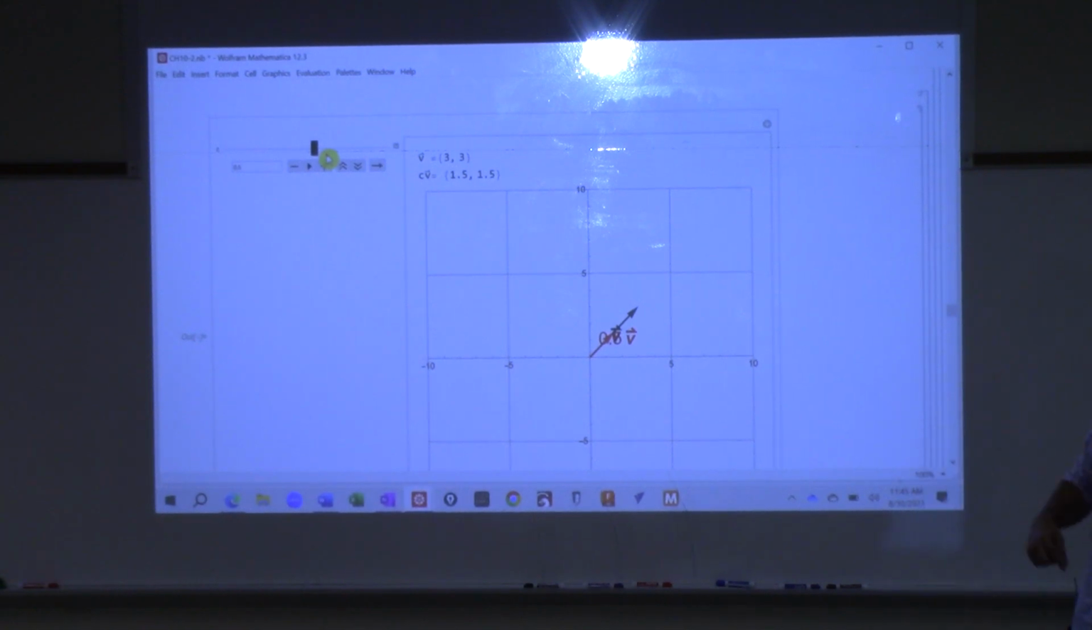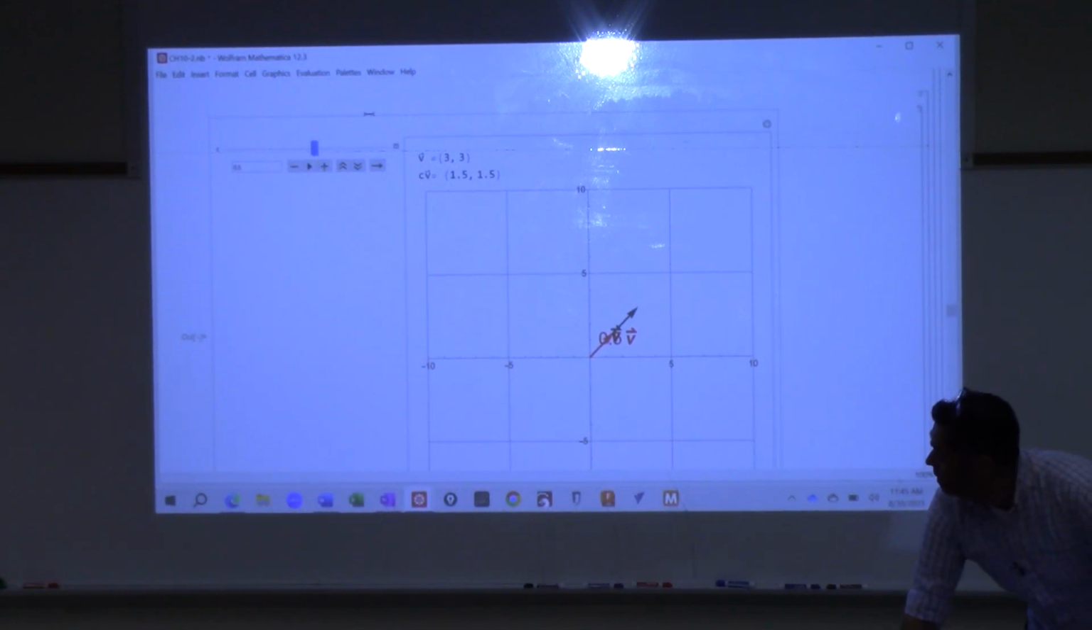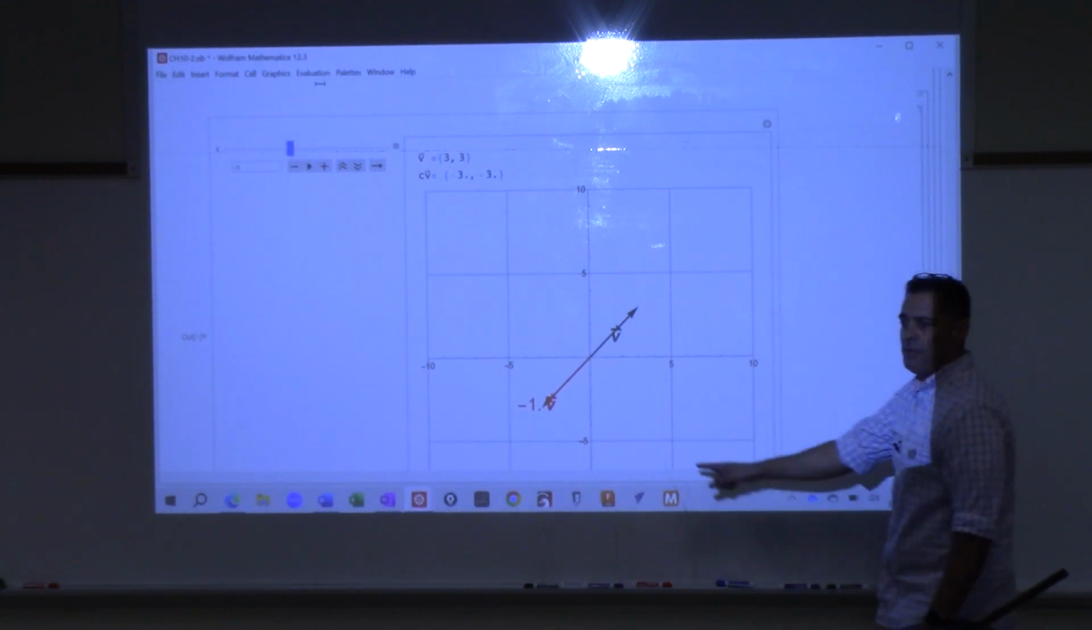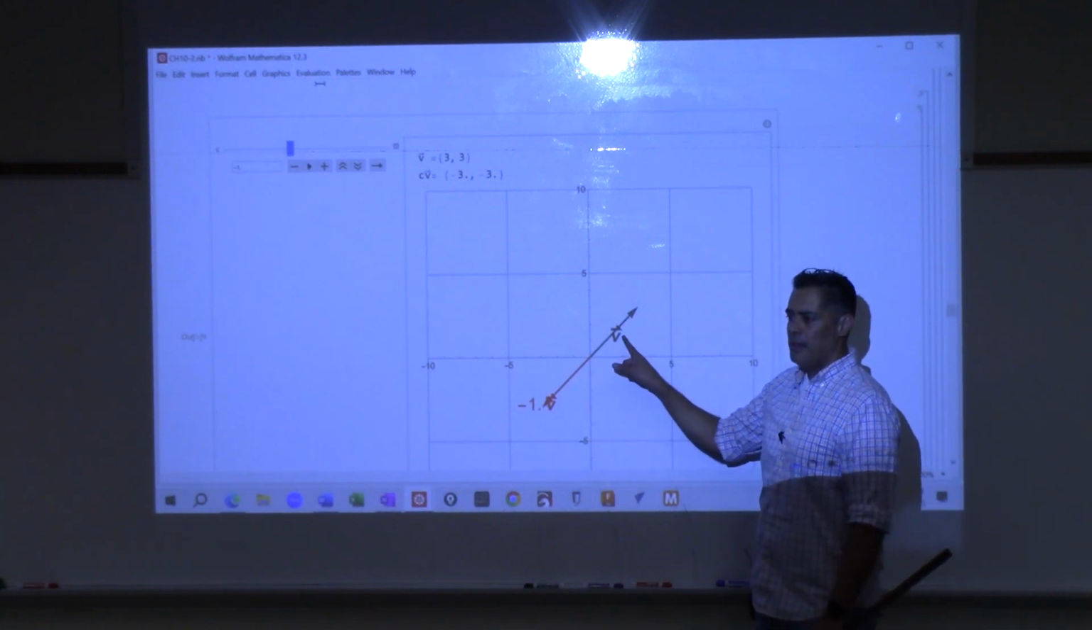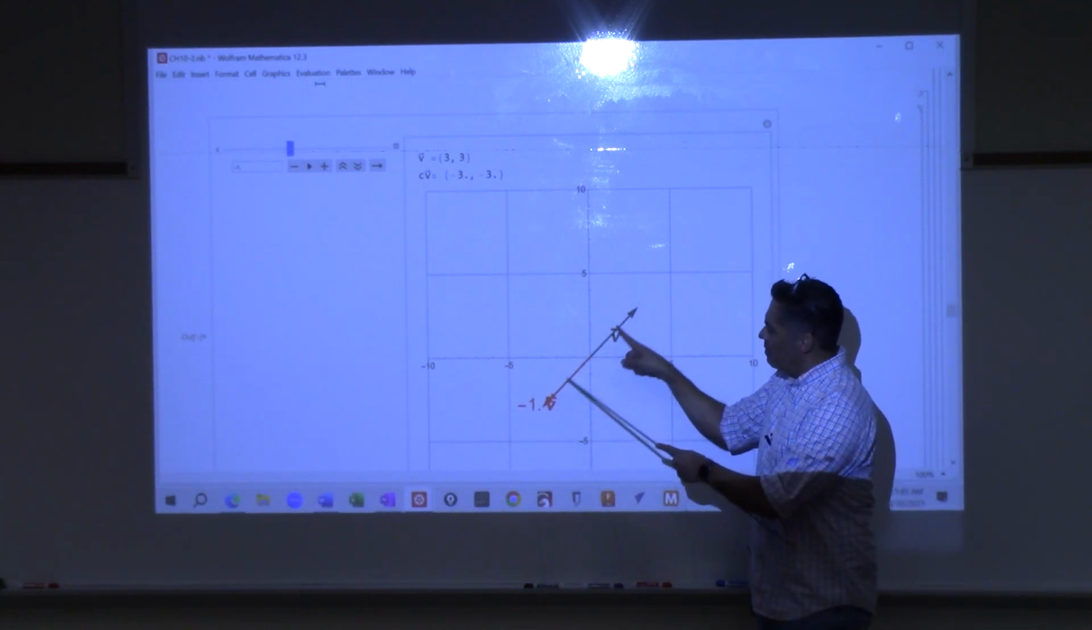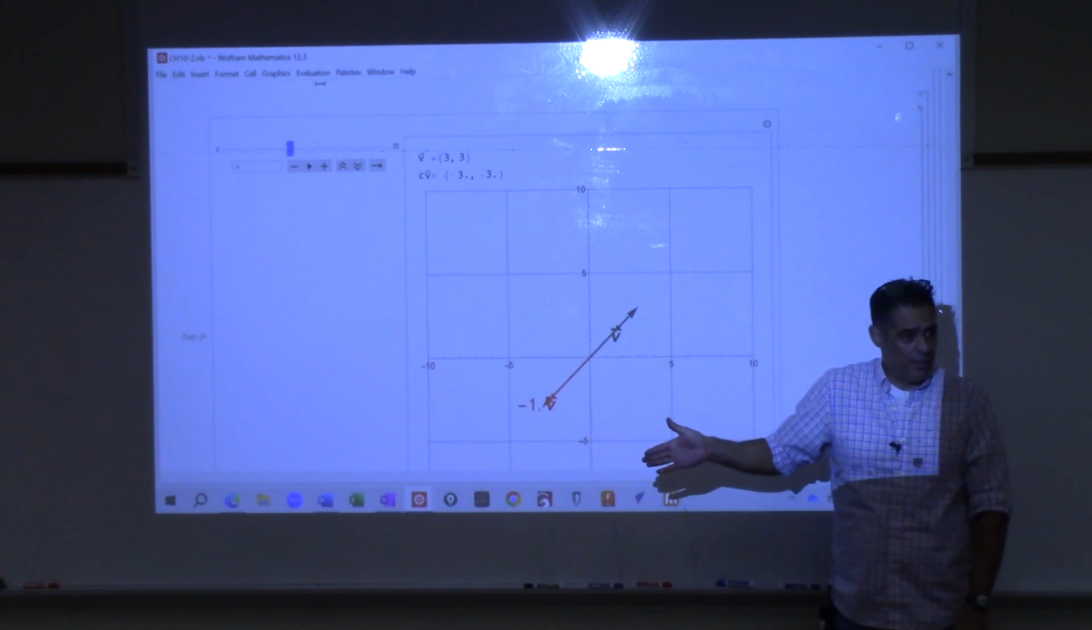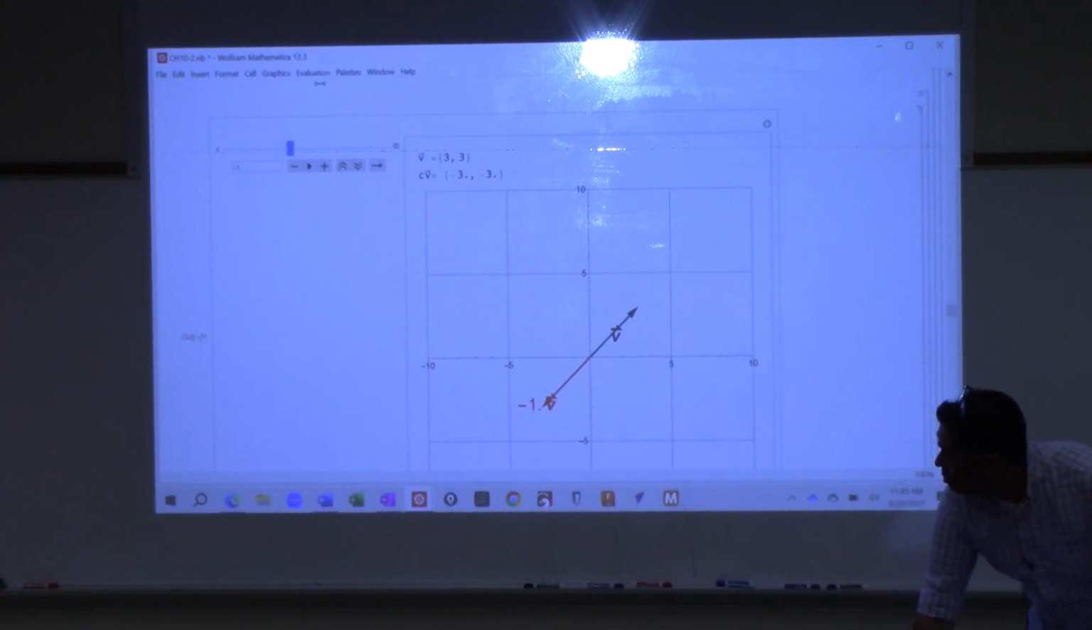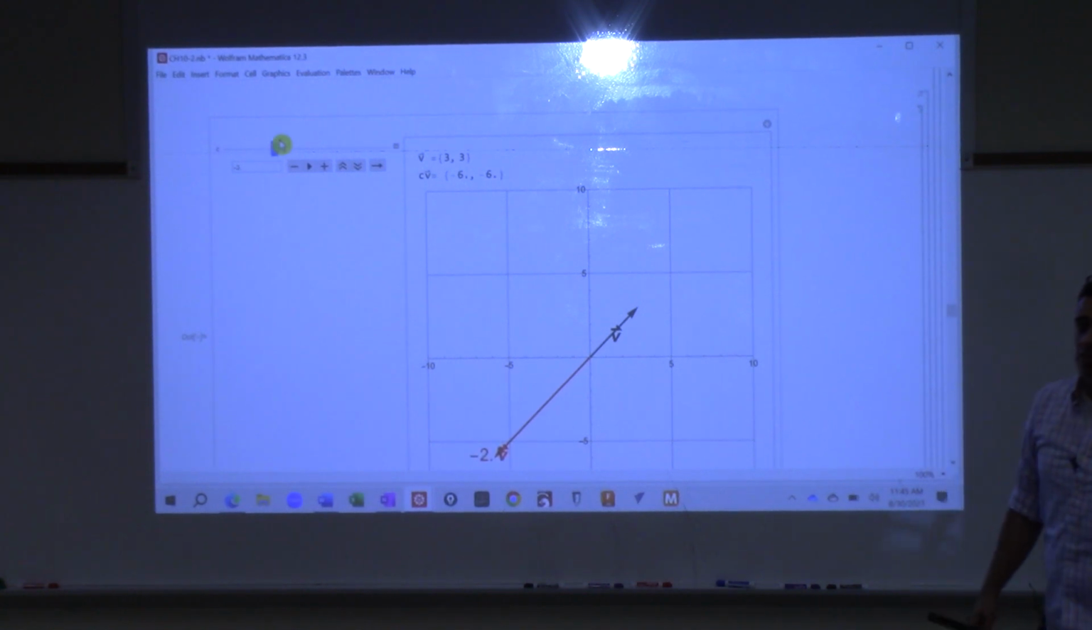Now, what happens if I go negative? It's going to flip it over and point it in the opposite direction. So what we're looking at there is negative v. This is v, that's negative v. They have the same length, don't they? Pointed in opposite directions, though. If I do negative 2v, it's going to be twice as long, but pointed in the opposite direction. Questions on that?